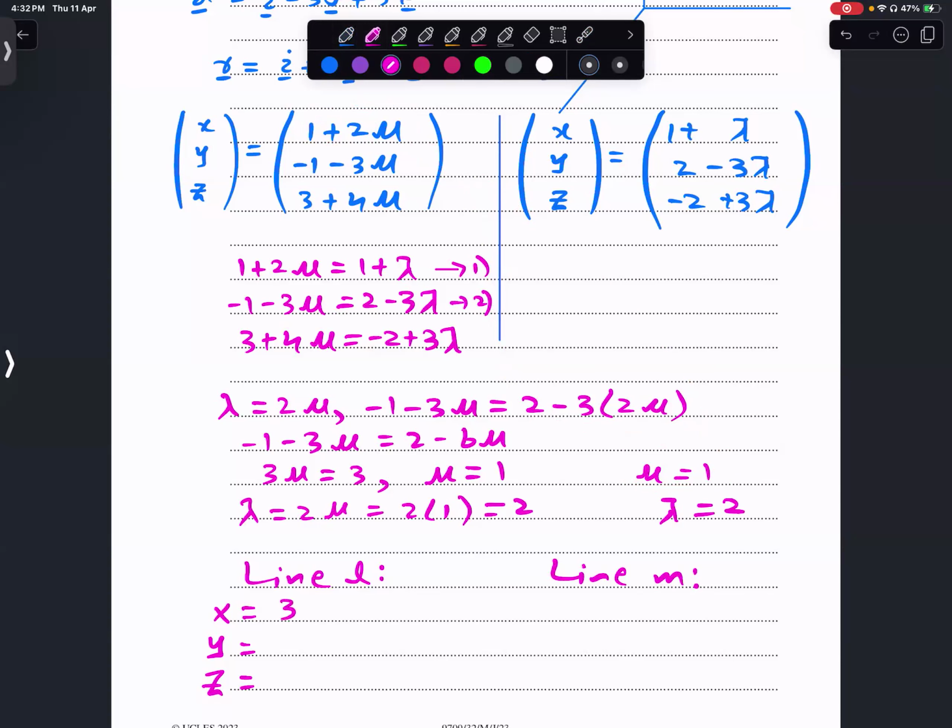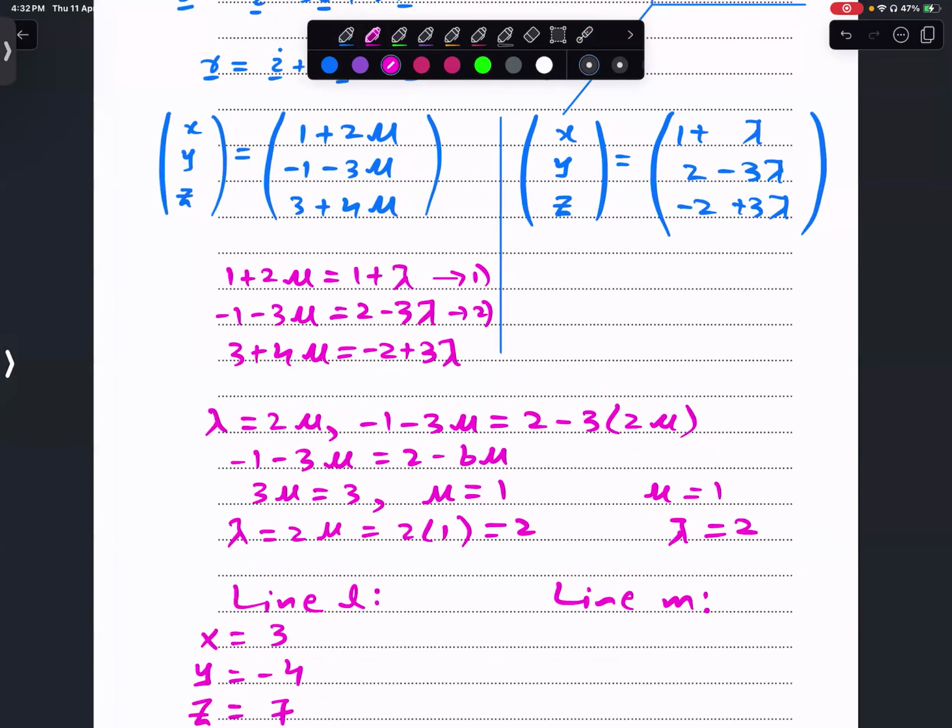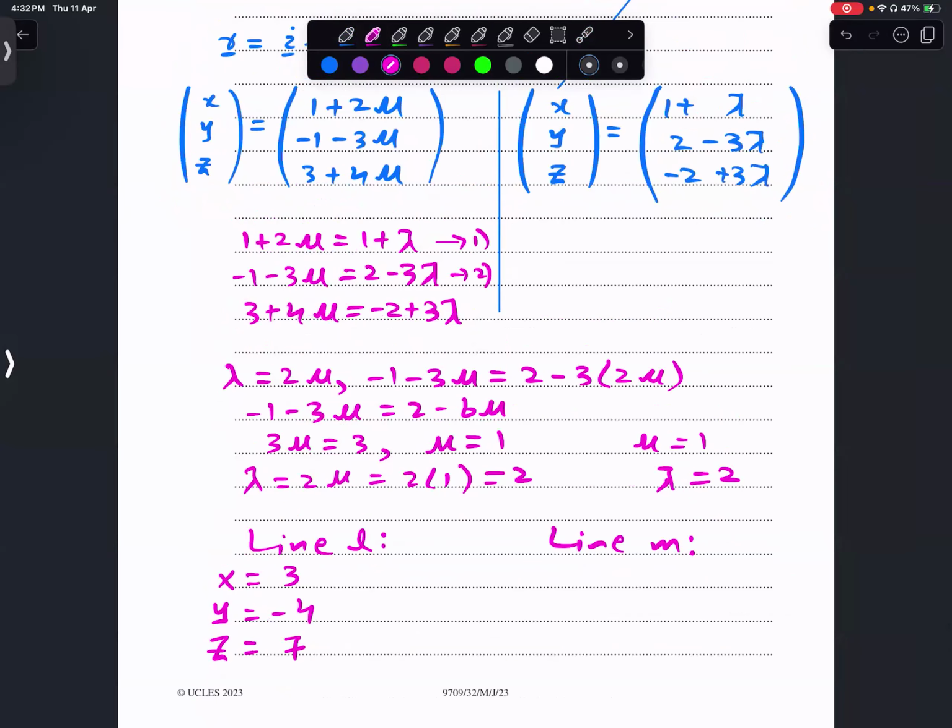X is equal to 3. If you put mu in the second, you will get Y is equal to minus 4. And mu in the third will give you Z is 7. And again, line M has X: 1 plus lambda, so 1 plus 2 will be 3. Y is 2 minus 3 lambda, so this is again minus 4. But if you find Z, 2 3s are 6, minus 2 is 4.